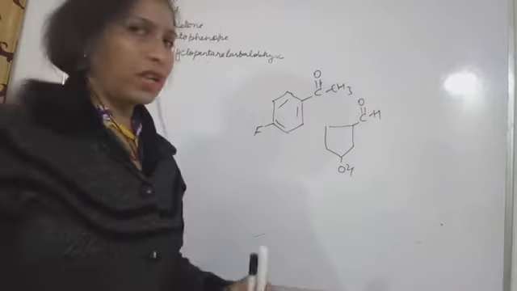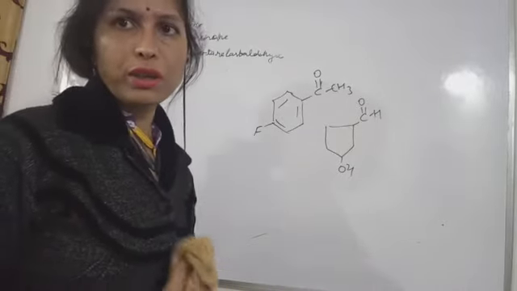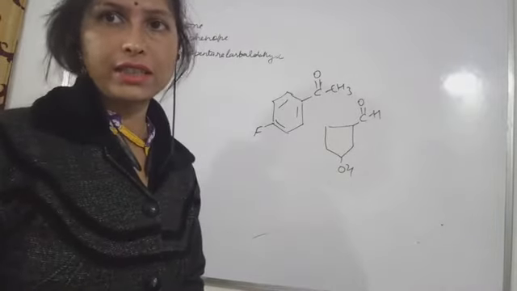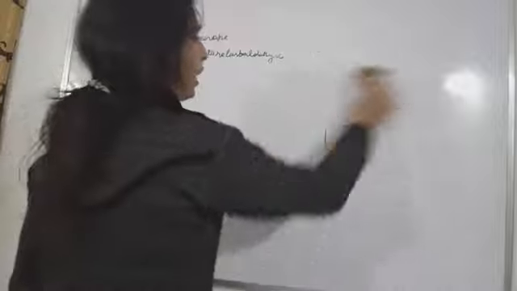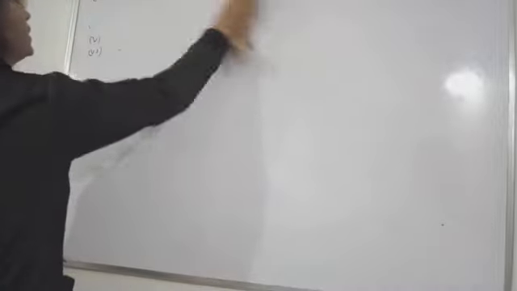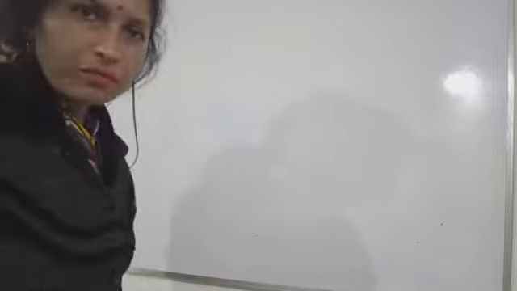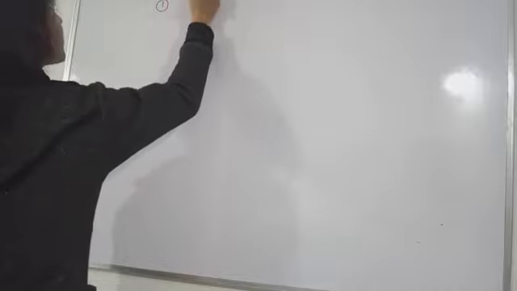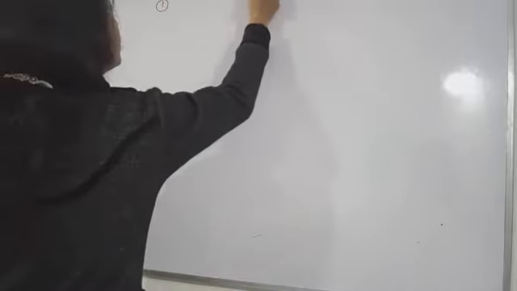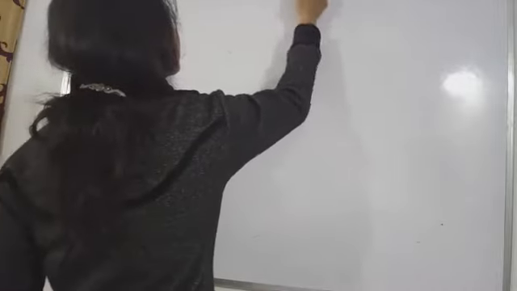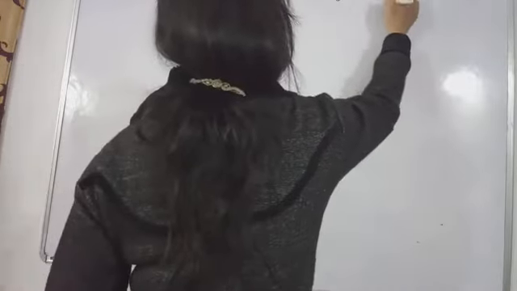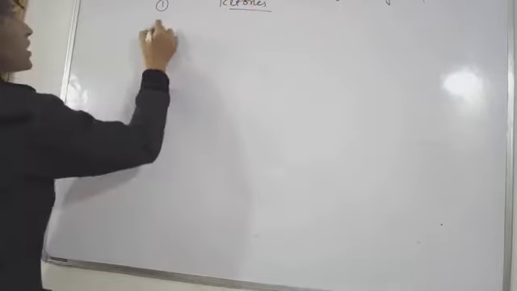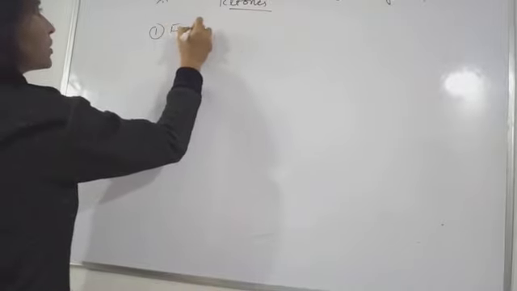Okay, next we are going to start with the preparation part. So methods of preparation of aldehydes and ketones. First of all, you write down from alcohols. Okay, so first methods of preparation of aldehydes and ketones. First one is from alcohols.